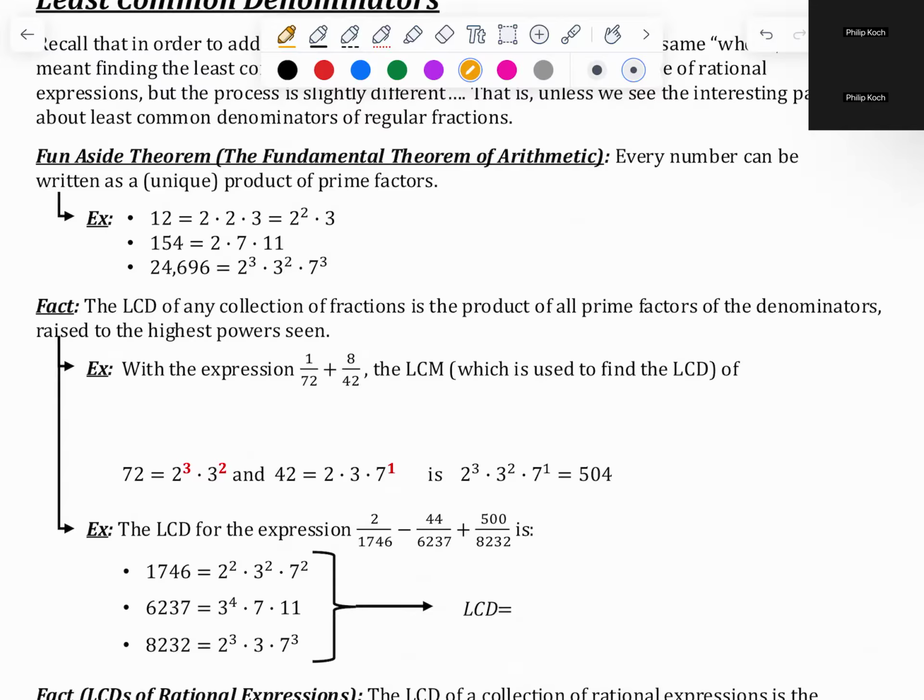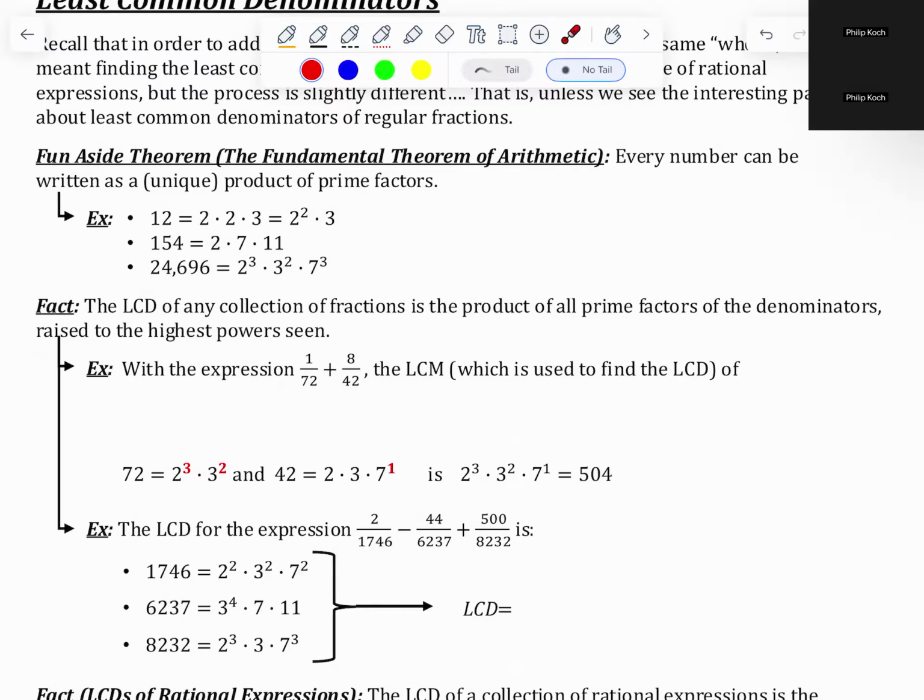We could do this the old-fashioned way of trying to find the multiples of 72 and the multiples of 42, but that would be a lot more difficult because we'd have to do this a bunch of times. Instead, we can notice that the prime factorization of 72 is 2 cubed times 3 squared, and 42 is 2 times 3 times 7. Technically, 7 to the first power.